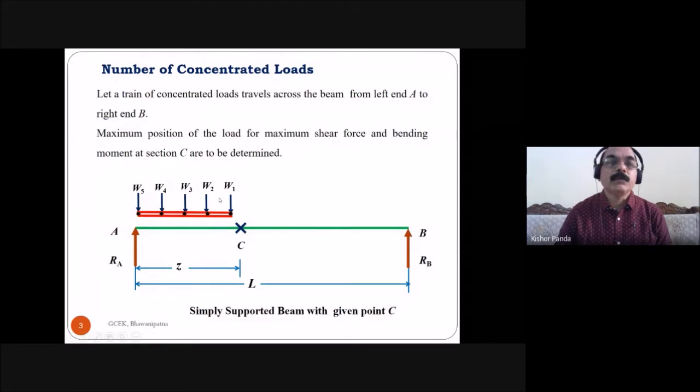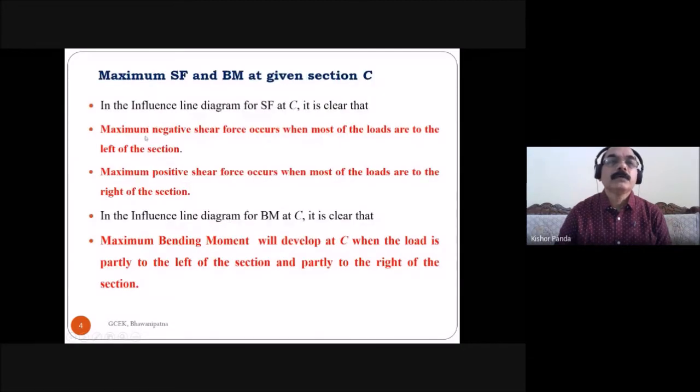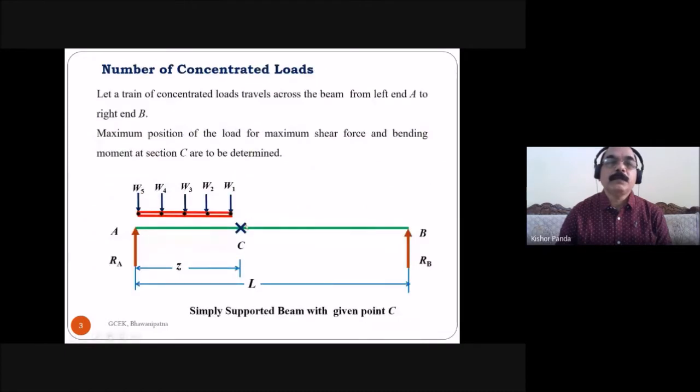So these are the loads W1, W2, W3, W4, W5. Here there are 5 concentrated loads moving from support A to support B. We have to find the maximum shear force and bending moment at a given section C.